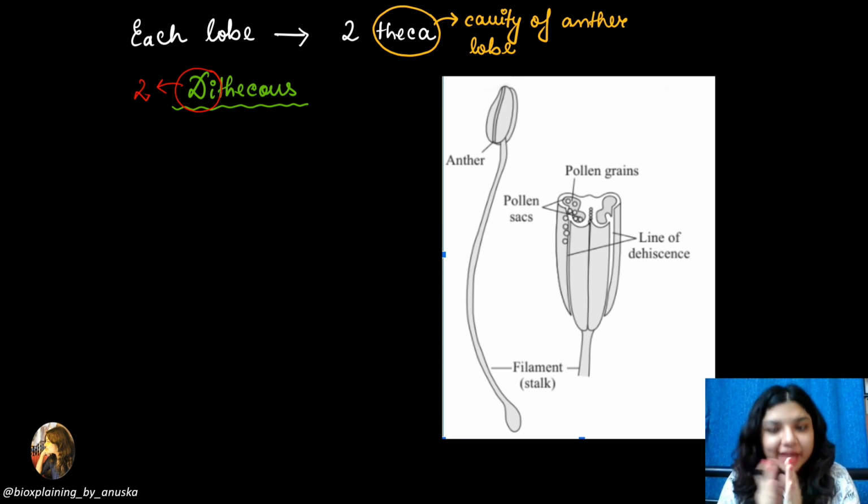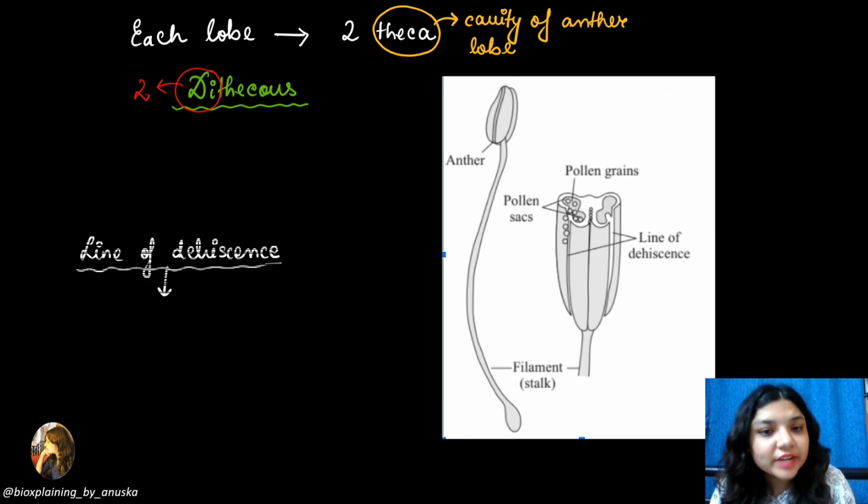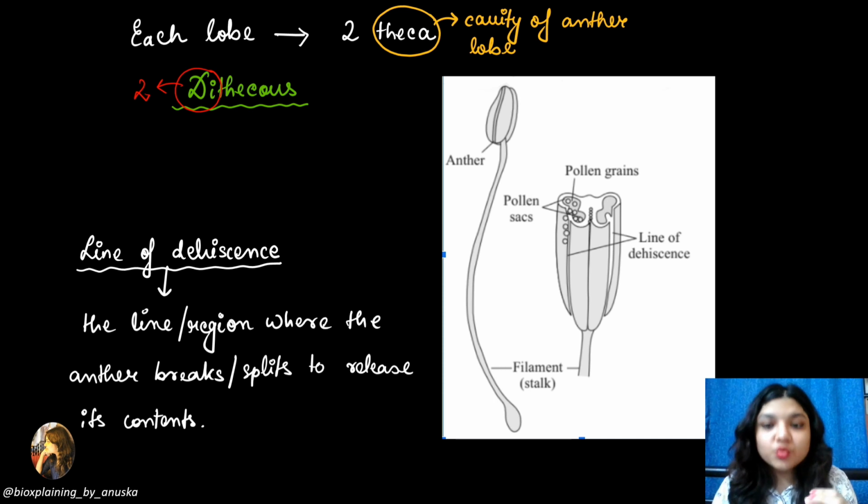If you look very carefully into the diagram shown here, you see something written as the line of dehiscence. So what is that line of dehiscence? It refers to the line or the region where the anther is going to break open, or rather it's going to split, and the contents of the anther will get released.